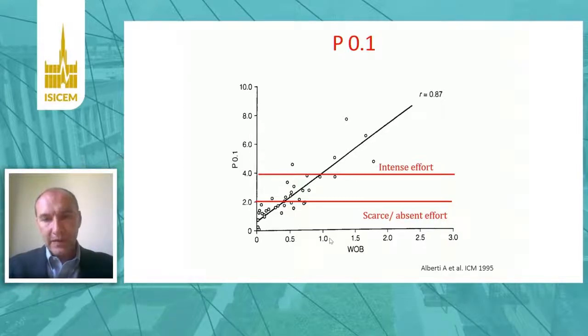It's the negative deflection of airway pressure during the first 100 milliseconds of an inspiratory effort against the occluded airway. So it's not related to muscular force, it's related only to the drive of the patient. And as you can see from these slides, it's linearly related with the work of breathing. So it's linearly related with the oxygen consumption of the respiratory muscle, and the target of P0.1 during, for example, assisted modes of ventilation is between 2 and 3-4 centimeters of water.